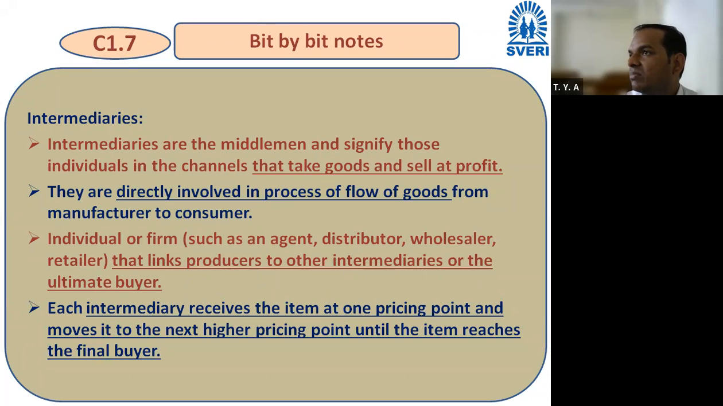So they are just people. They behave sometimes like agents, sometimes like distributors, sometimes wholesalers, retailers. प्रत्येकाचा रोल वेगळा असेल. कोण म्हणले मी रिटेलर होणार, कोण म्हणले मी होलसेलर होणार, कोण म्हणले मी एजंट होणार. Each intermediary receives the item at one pricing point and moves it to the next higher pricing point. म्हणजे याच्यामध्ये किमतीमध्ये वाढ ही होतच जाणार आहे.